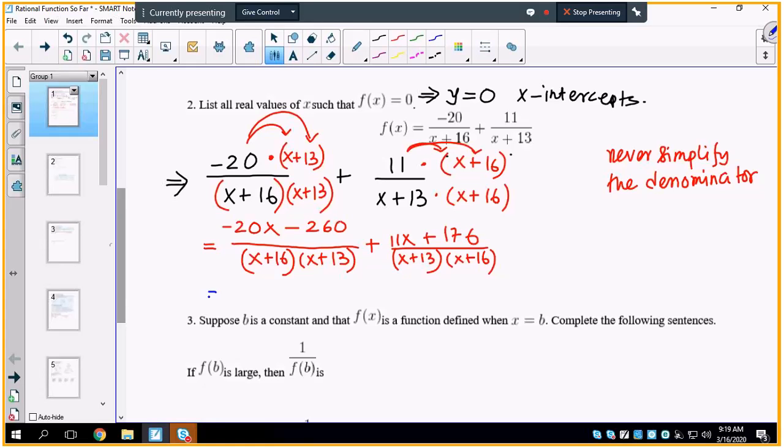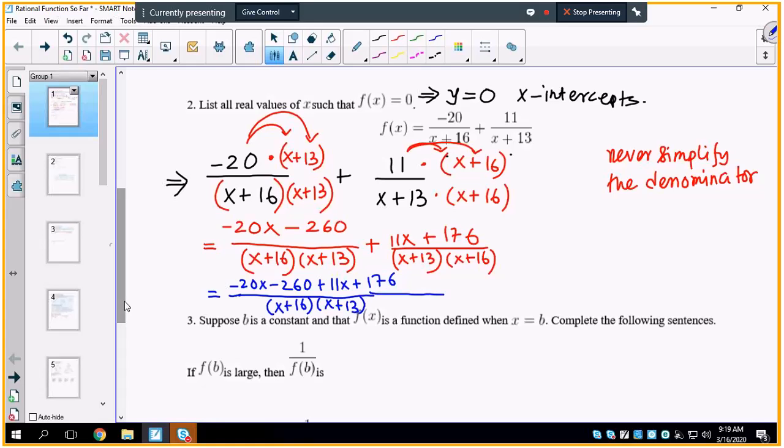So now we can combine them. Instead of writing two rational expressions, we're going to write only one of them, x plus 16 times x plus 13. And on the top, I'm going to write down all the terms I have from either expression. So minus 20x minus 260 plus 11x plus 176. And then I'm going to combine the terms.